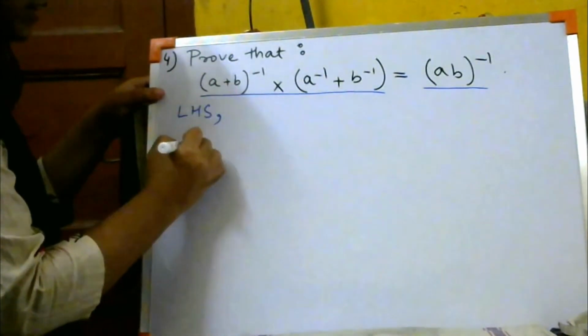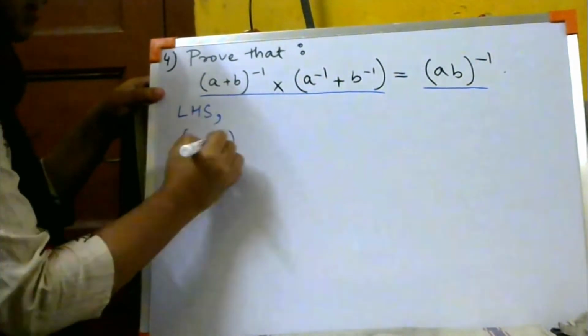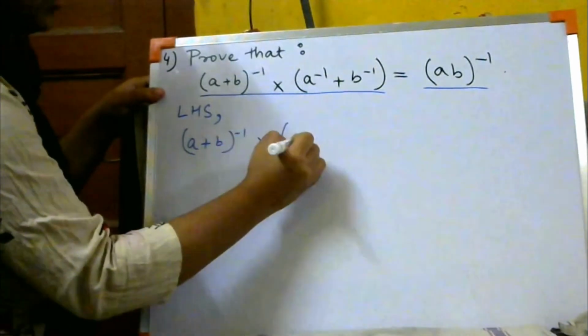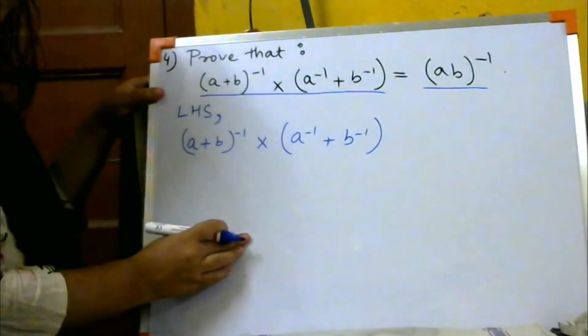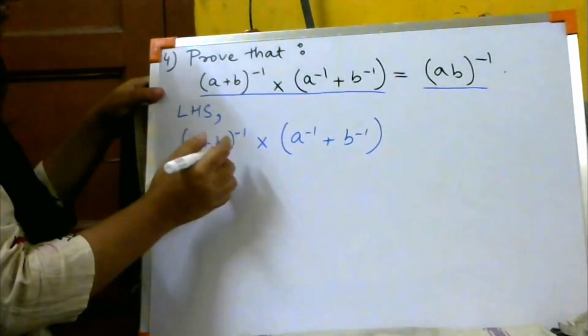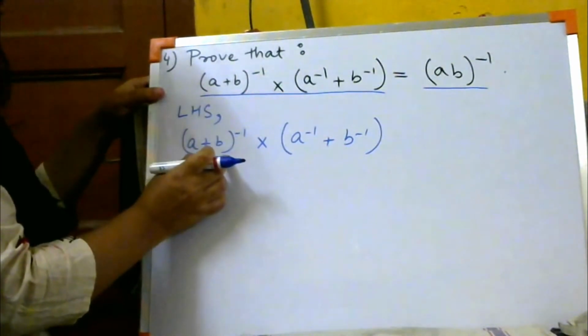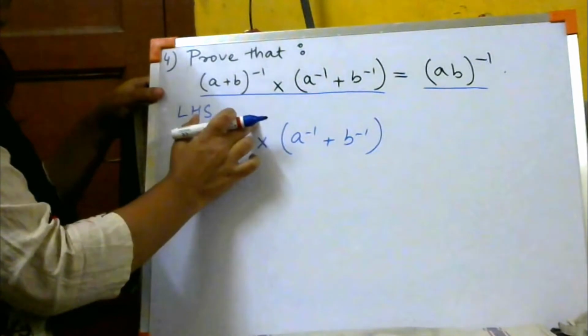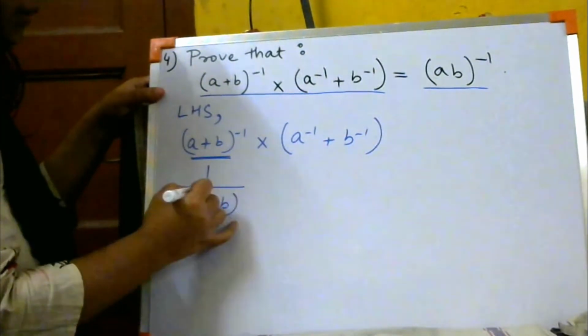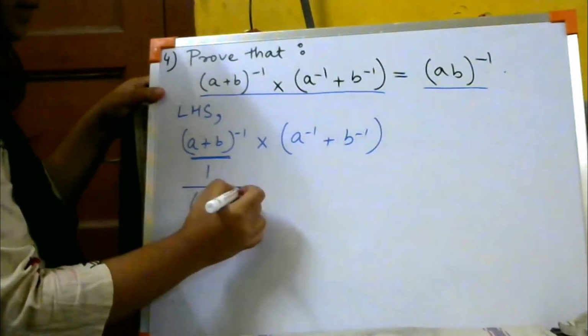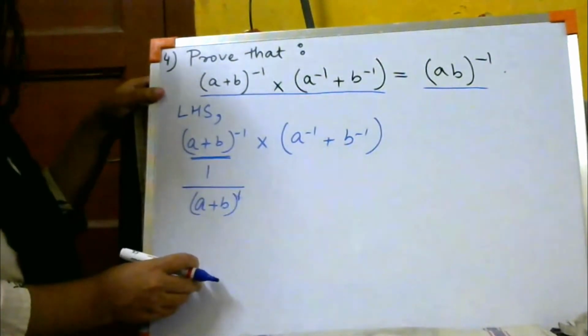LHS में क्या लिखा हुआ है? a plus b to the power minus 1 into a to the power minus 1 plus b to the power minus 1 है ना. Now a plus b मतलब इसको एक ही पकड़ो, यहाँ पे सिर्फ एक ही नंबर है. a plus b मतलब एक ही नंबर, to the power minus 1. Do you remember that formula? a plus b to the power, तो फिर ये सिर्फ पॉजिटिव 1 हो जाएगा, माइनस से पॉजिटिव हो जाएगा.